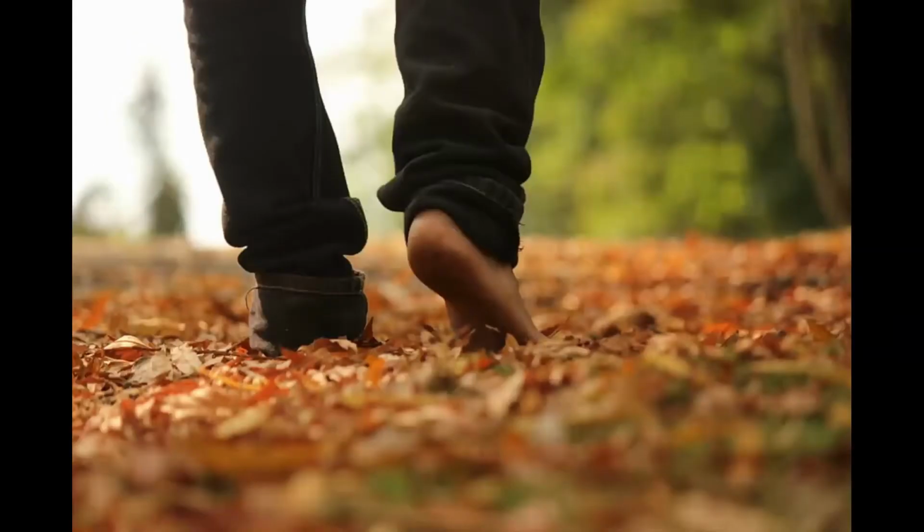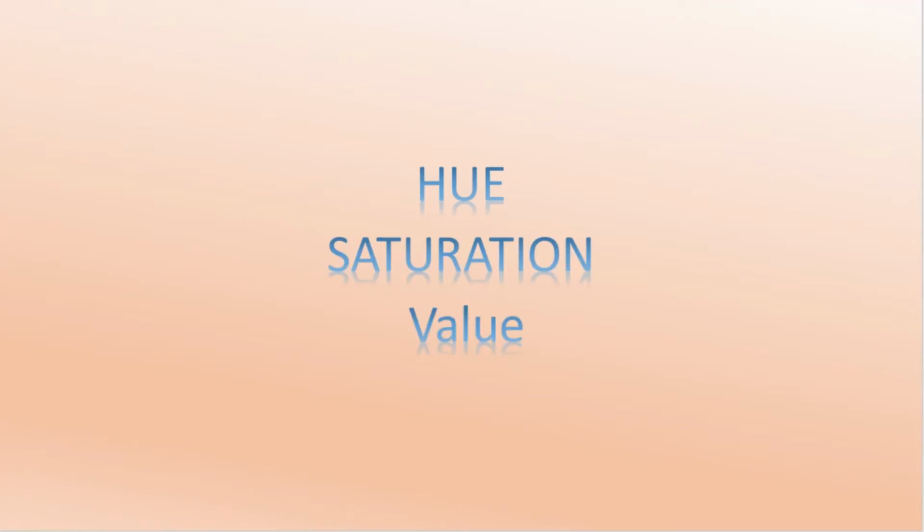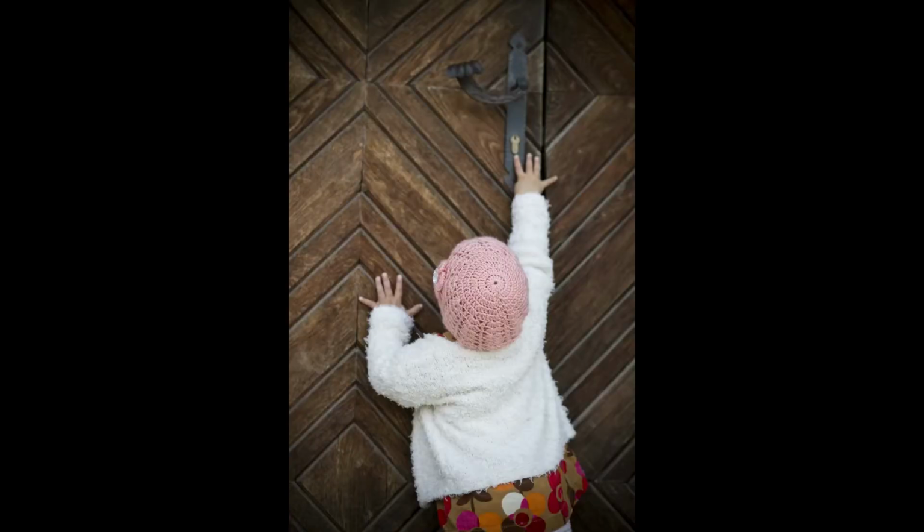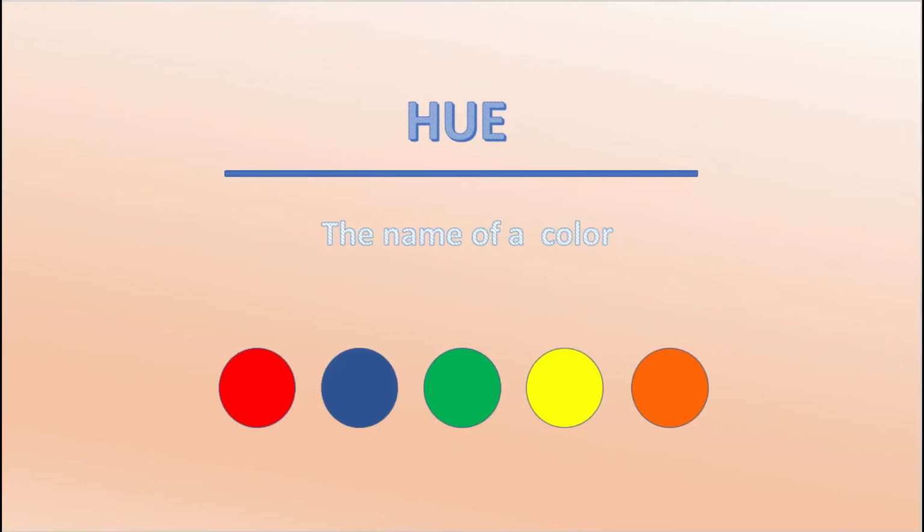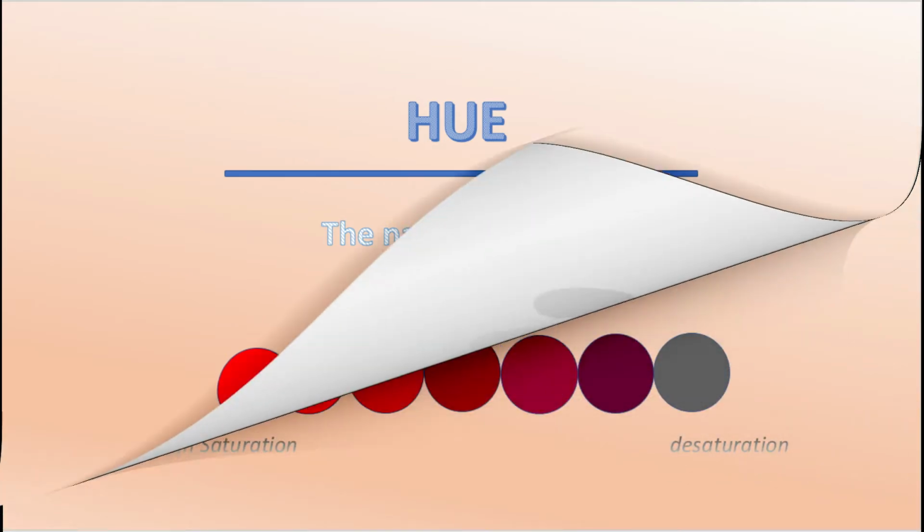Let's take it one step further. Hue, saturation, and value. These terms you might not see in your daily life, but they are the key to understanding more nuanced color. Hue. Hue is simply the name of a color. This includes red, blue, green, yellow, and orange.